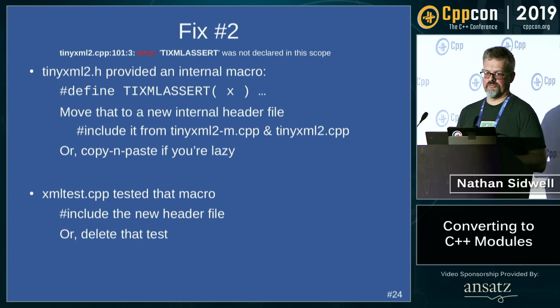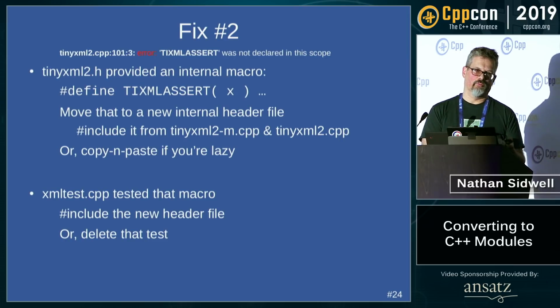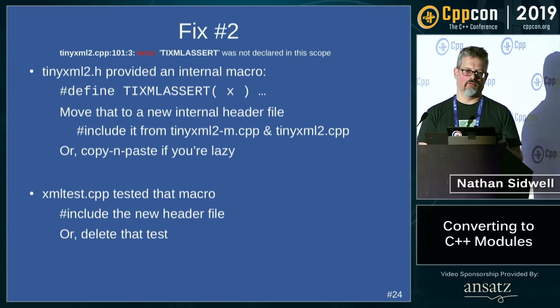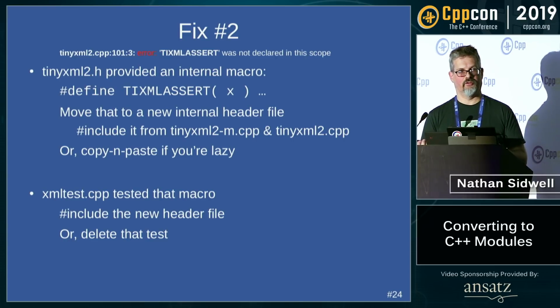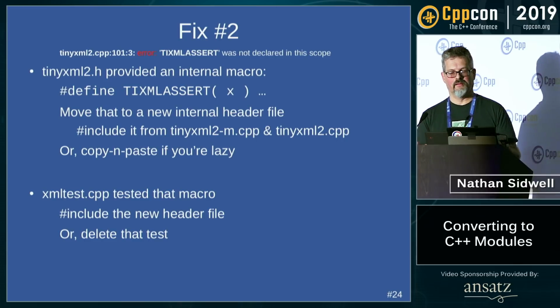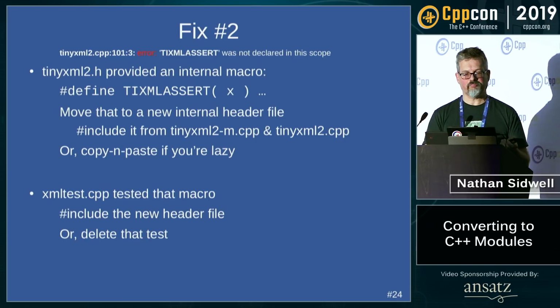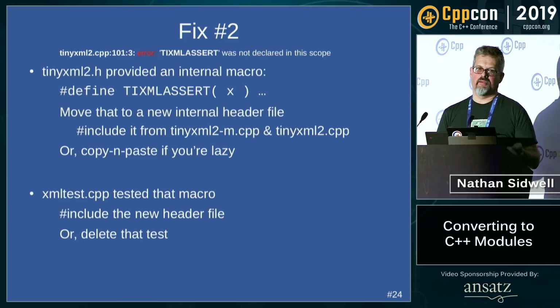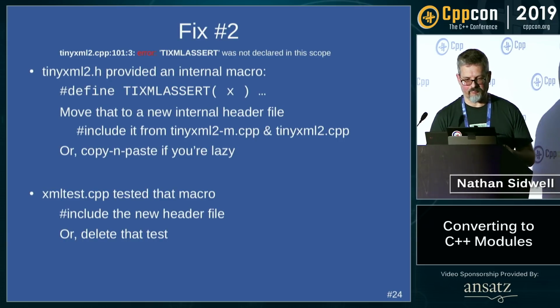The next one is this TIXML assert was not declared in this scope. And because it's in uppercase, you assume it's a macro, and you're correct. It's an assert macro that's used internally in the interface file now, and was also used in the implementation file, but of course the implementation file can't see the macros from the interface file. So we can either abstract that out into an internal header file and include it in both places, or we can just cut and paste it if we're lazy. I was lazy. I cut and pasted it because it was one macro, and I incurred some technical debt which I will pay back by the end of this talk.